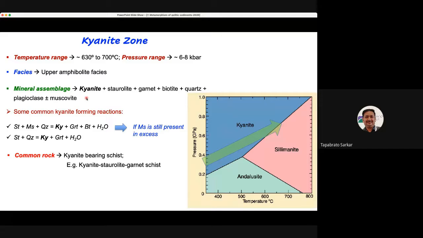Polymetamorphism, or the effects of polymetamorphism, depends on a lot of things, which depends on what happens to the rock during retrogression and so on. So the answer cannot be so straightforward. Okay. Okay, sir. Thanks.